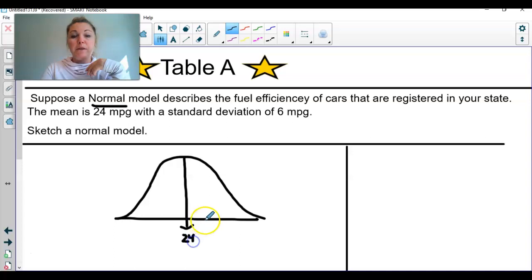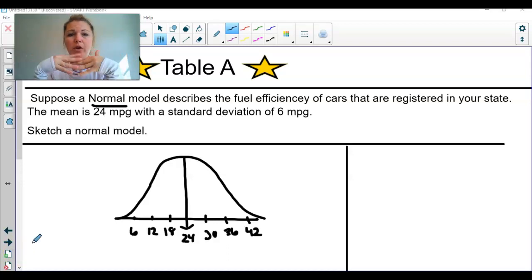And what we do then is we measure 3 standard deviations above the mean and then 3 standard deviations below the mean. Okay, so I'm going to be adding 6 each time going this way and subtracting 6 each time going the other way. I'm going to pause the video right now, and I'm going to do that. I want you to do that as well, and when I come back, we'll have that filled in. Okay, so what we know right now in our state of all the cars that are registered, we can draw conclusions about all of these cars.